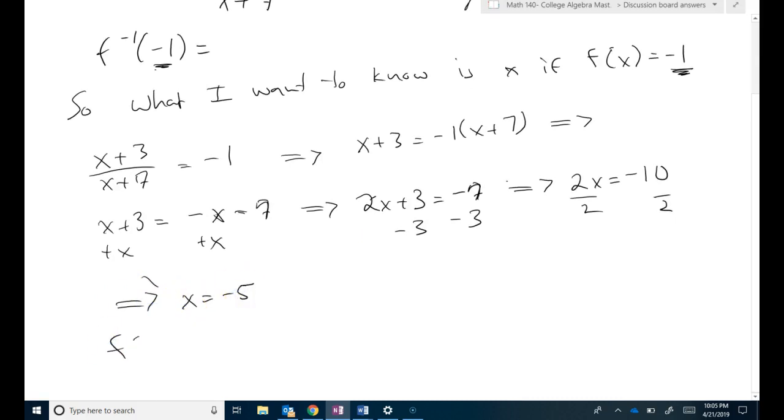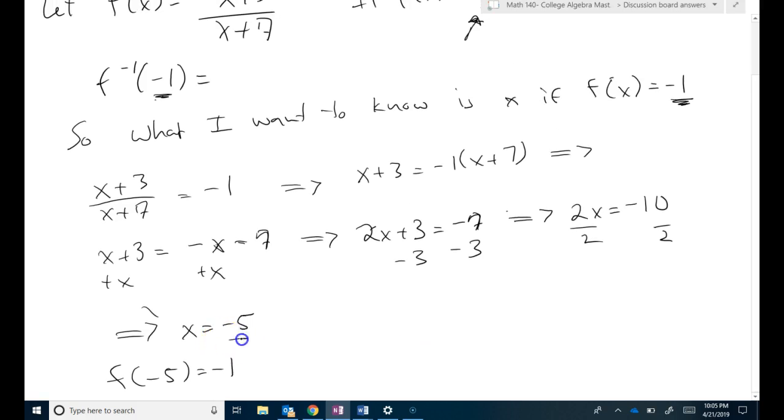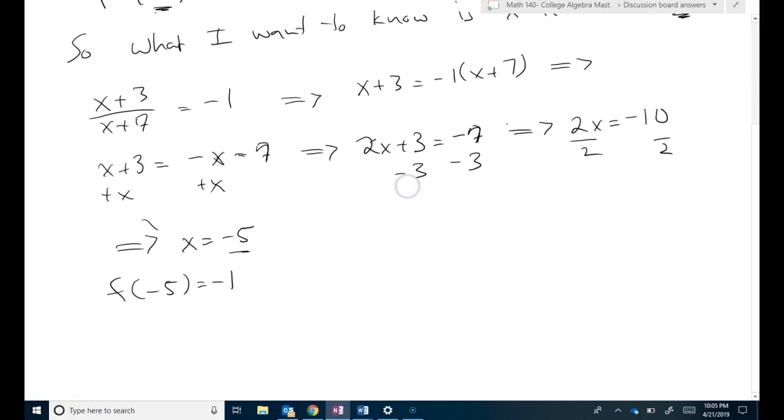Okay, so f of -5 will equal -1. And I'm going to check to make sure that -5 is not a restriction. So if I plug -5 into f of x, I'm not going to end up with 0 in the denominator, and I don't, right? Because only if x equals -7 do I have a problem. So I can have this, f of -5 equals -1.